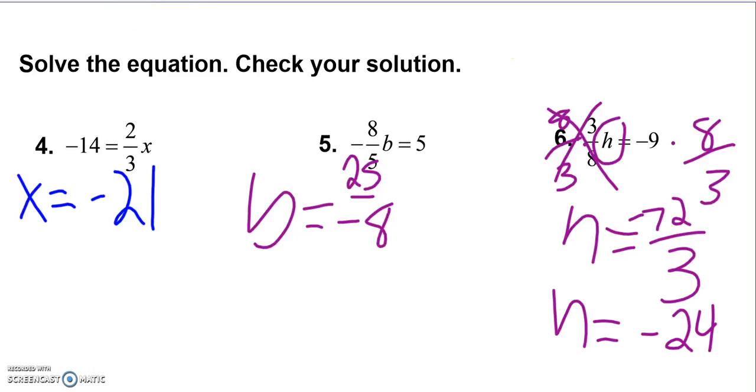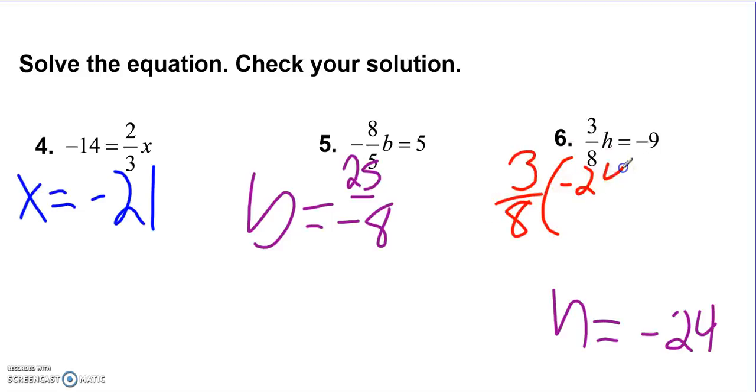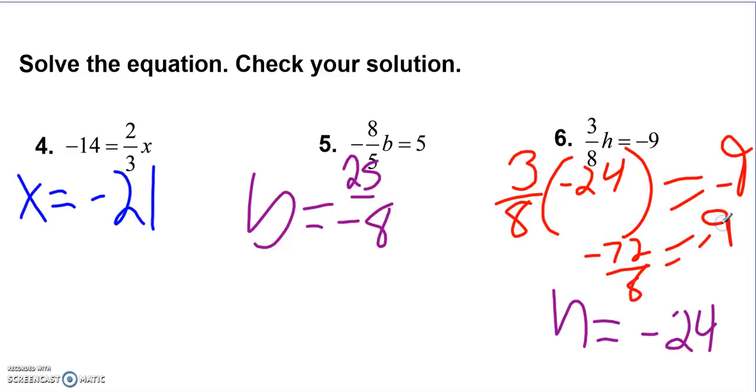Okay, and we're going to check and see if we got it right. Erase this. Okay, grab a pen. So 3 over 8 times negative 24 equals negative 9. So 3 times negative 24 gives me negative 72 over 8, which equals negative 9. So clearly negative 9 equals negative 9, and that is right.